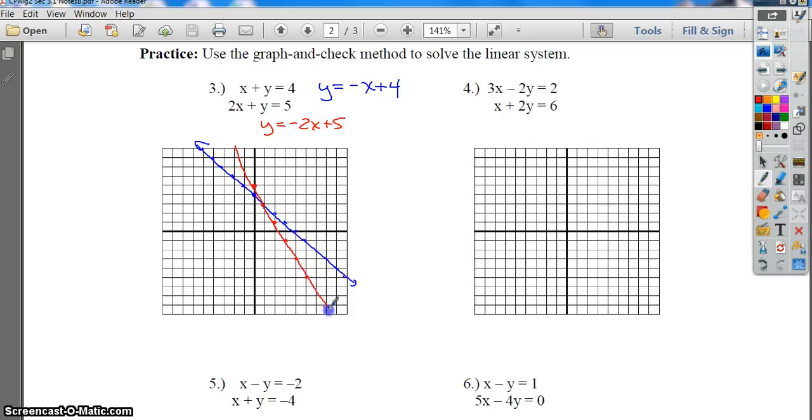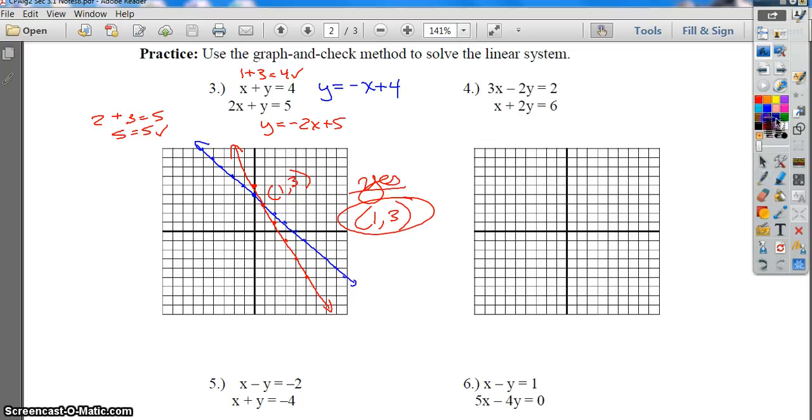So that makes me not have to guess what my solution is. So it looks like 1, 3. So if I plug 1 in here, 1 plus 3, is that equal to 4? Sure. If I put 1 in there, that's 2 plus 3 equal 5. Sure. So, yes, we got a solution at 1, 3. Okay? Let's go to the next one.